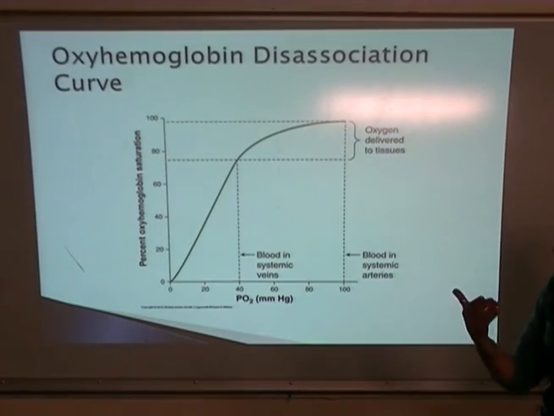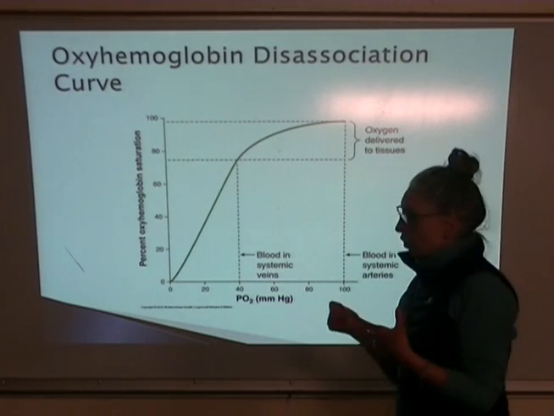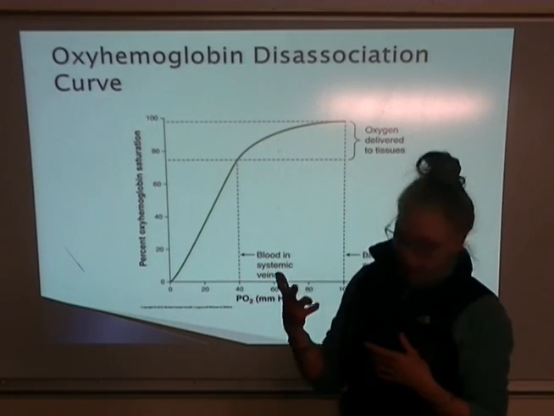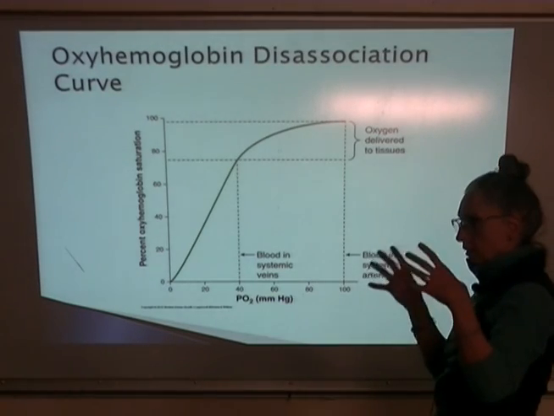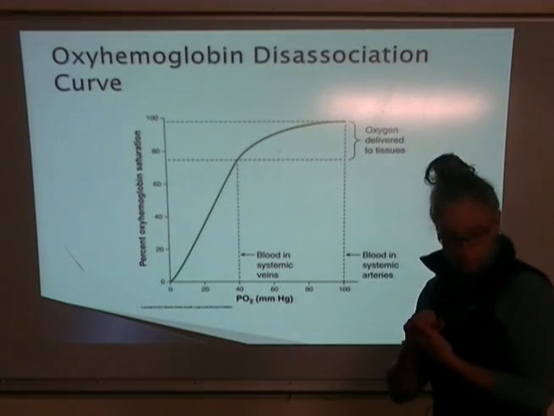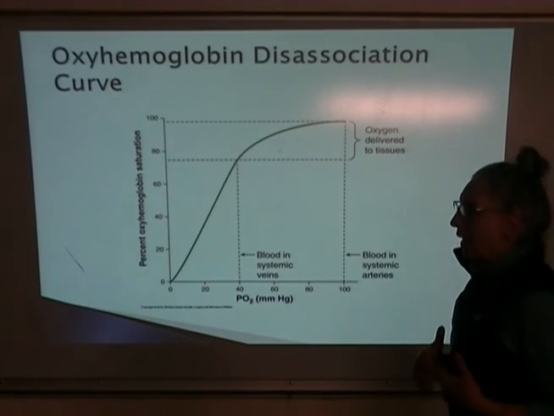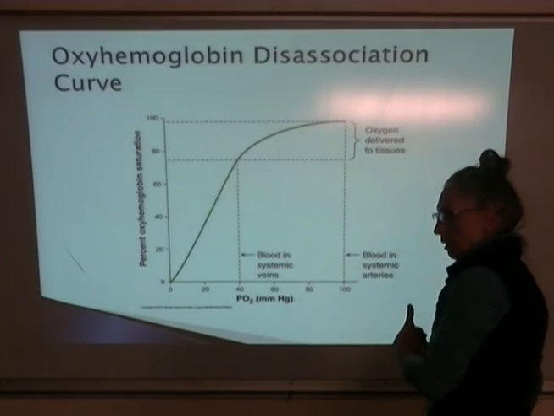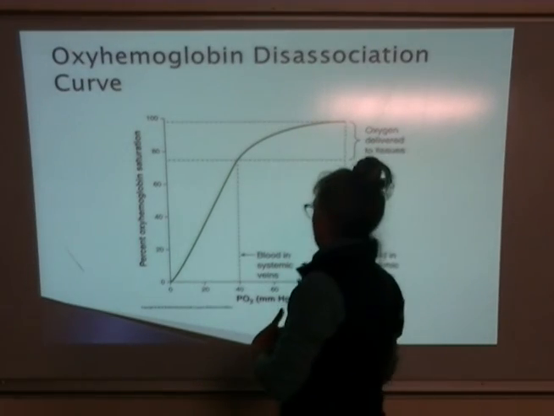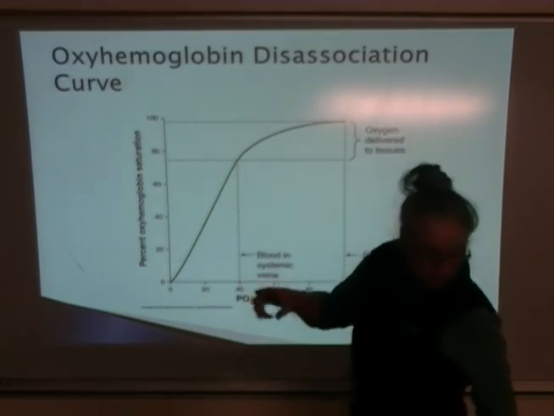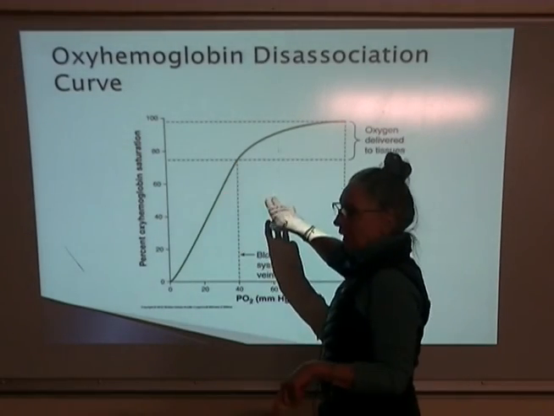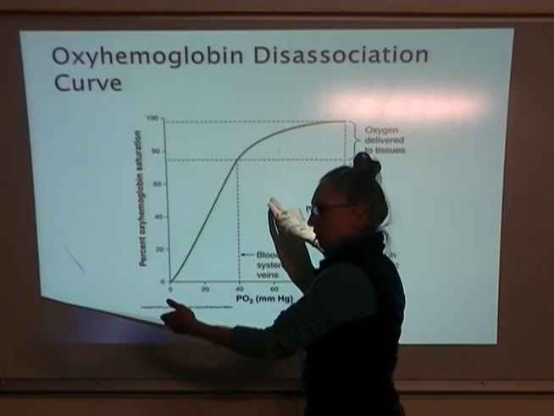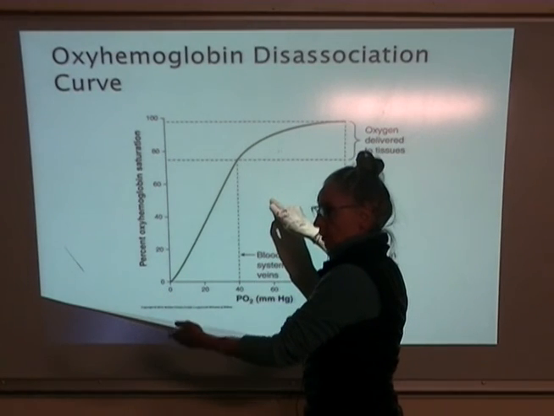Now, another factor that impacts the curve is pH. So the acidity, alkalinity situation. If we increase acidity in the tissue, the curve shifts to the right, and it's easier to deliver oxygen to the muscle tissue.